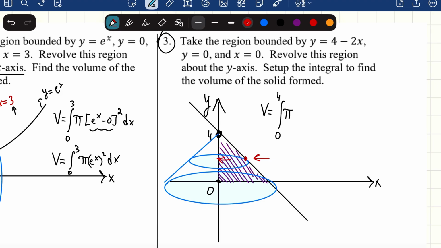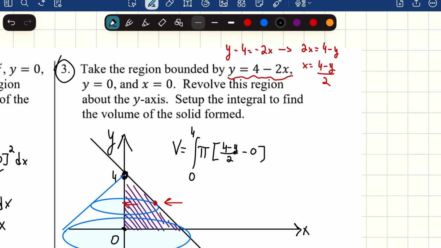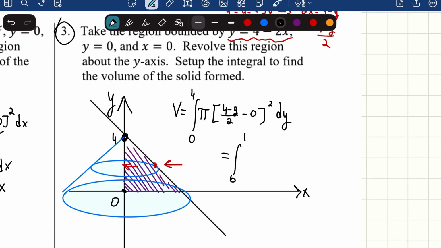So first things first, since this is y in terms of x, I need to change it into x in terms of y. So y minus 4 is equal to negative 2x. So 2x is equal to 4 minus y. So x is 4 minus y over 2. So this is going to be 4 minus y over 2 minus 0, all of it to the power of 2 dy. So the integral from 0 to 4 of pi times (4 minus y over 2) to the power of 2 dy.